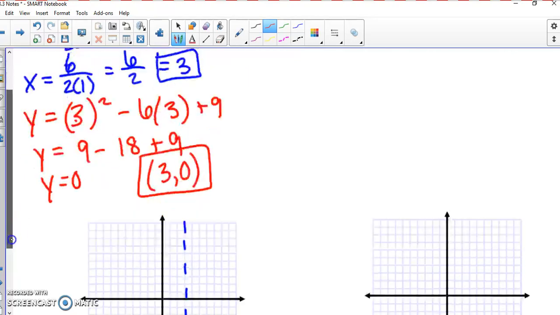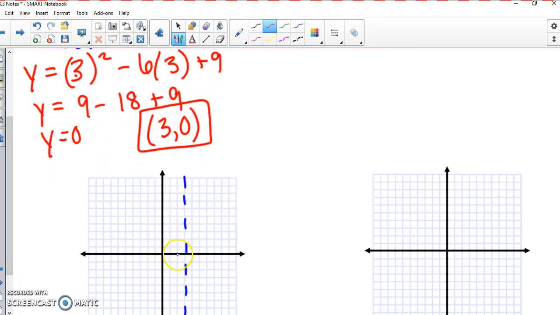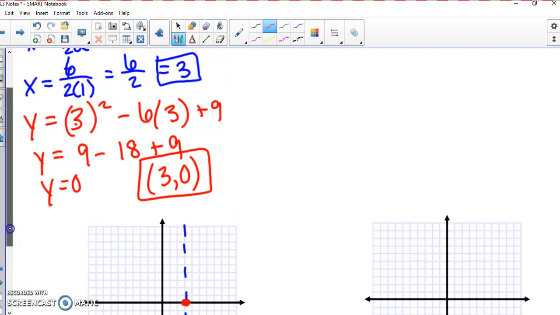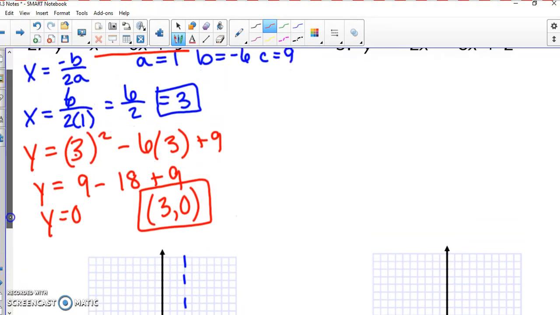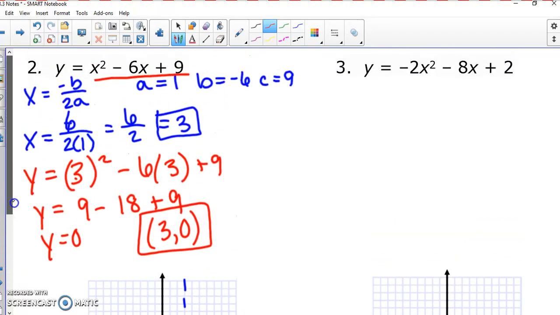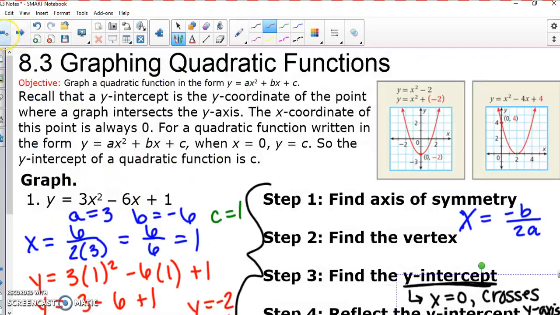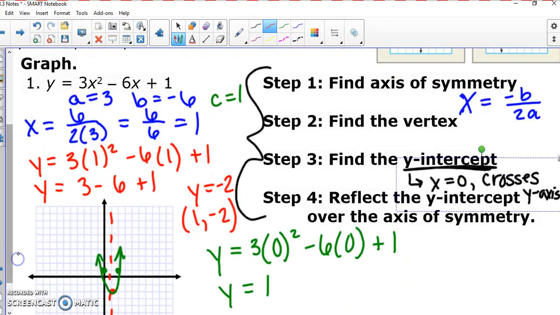So I'm going to go ahead and graph that point. So 3, 0 is right here. So there is my vertex. And then after I've gotten my vertex, if I look back on my little chart here, this will be really handy for you to keep by your side. So we found our axis of symmetry, found the vertex, and now we're going to find our y-intercept.